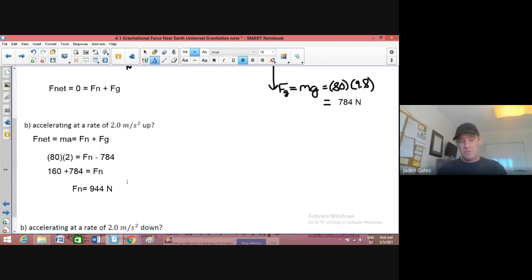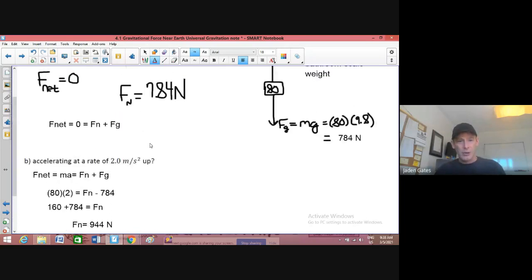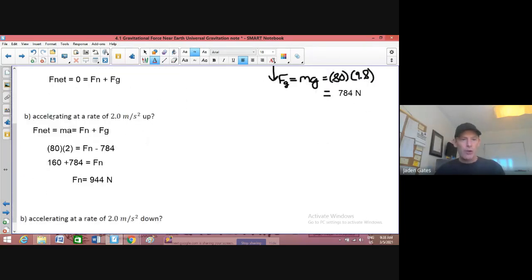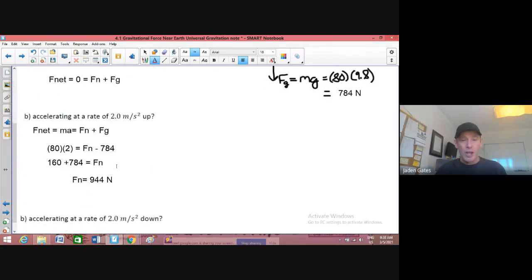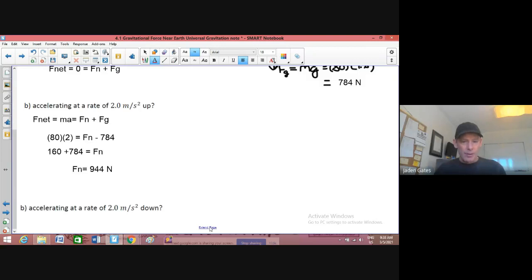So for some of you who perhaps live in a condo or an apartment building and you have an elevator, try it out. You'll see that at the beginning, when your elevator is accelerating, not when it's moving at a constant velocity, the scale will change. Now we're going to look at it the other way.